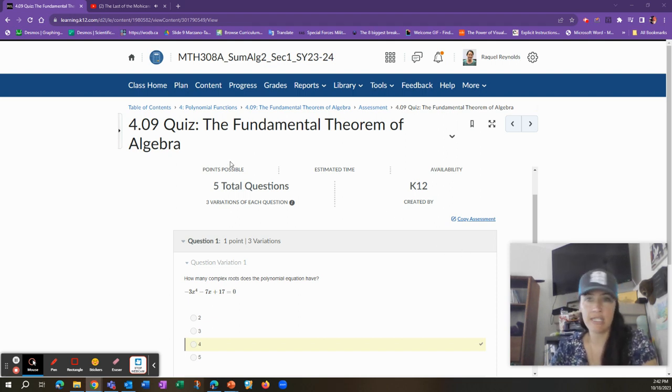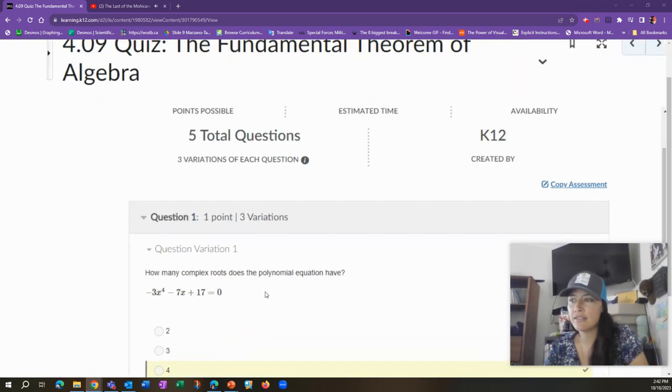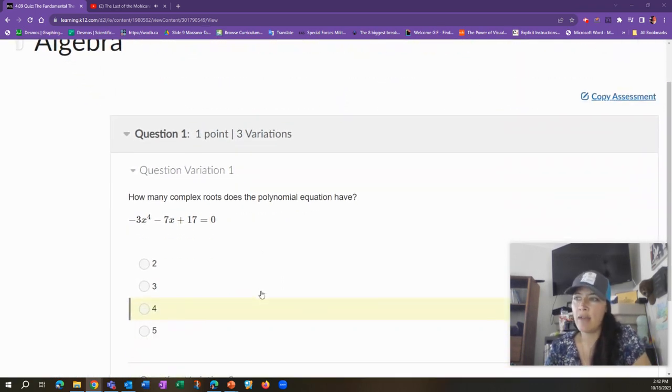Fundamental theorem of algebra. It sounds pretty intense, right? Oof, this is a big one. Well, let's take a look and see if you have any patterns. How many complex roots does the polynomial equation have? How am I supposed to know? Well, they said the answer is 4.